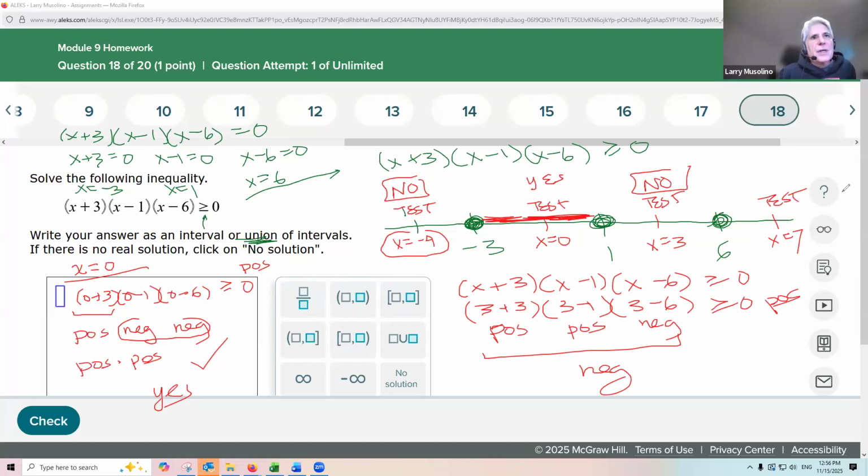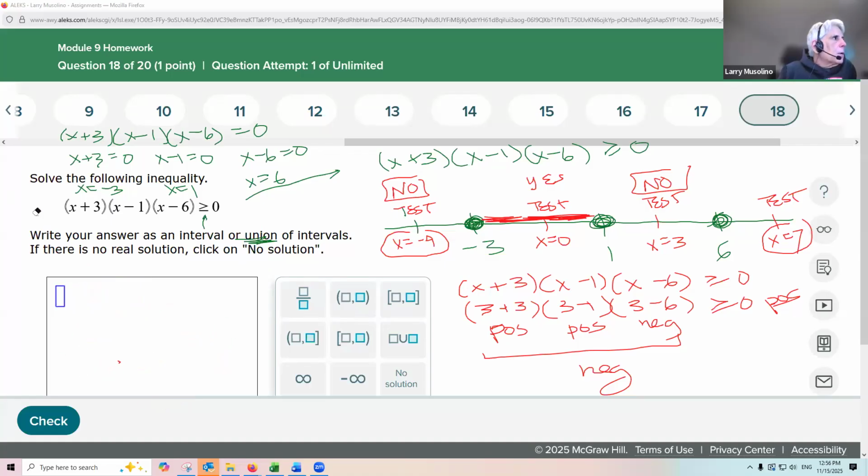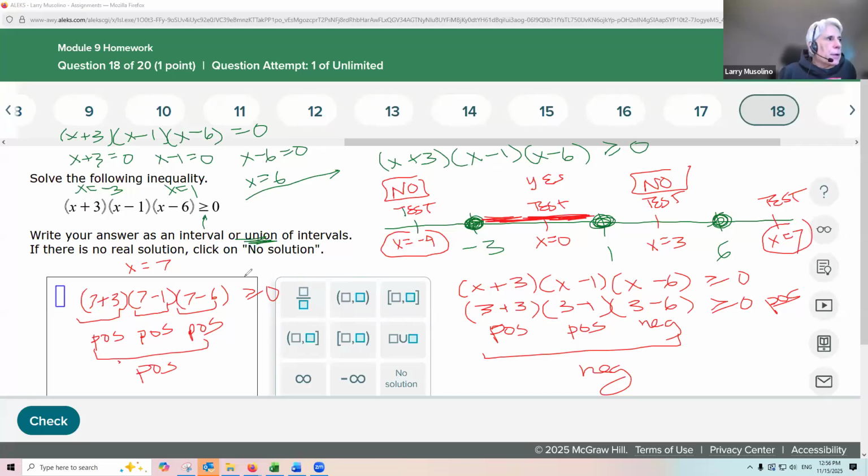All right, let me do one more test point, x = 7. So let me plug in x = 7. It's going to be 7 plus 3, 7 minus 1, 7 minus 6. Is that going to be greater than or equal to 0? Well, 7 plus 3 is a positive result. 7 minus 1 is positive. 7 minus 6 is positive. Well, this whole side is going to be positive, which means yes, it is going to be greater than or equal to 0. So this is a yes over here.